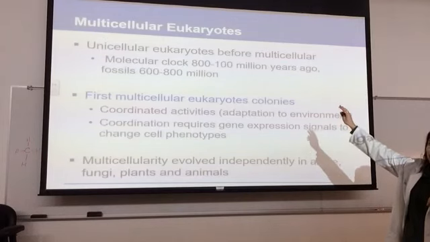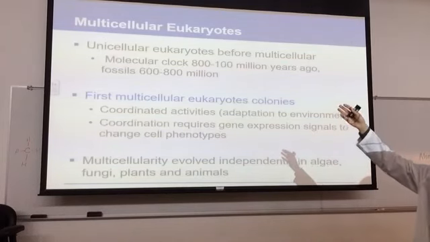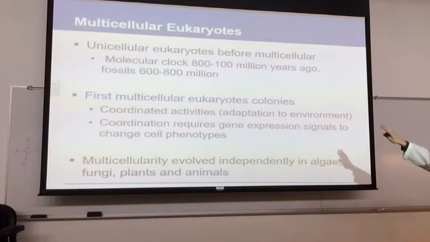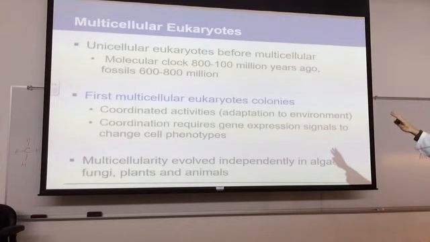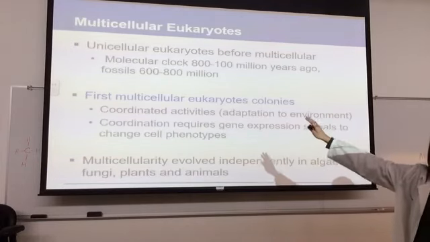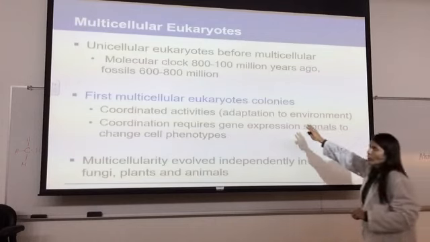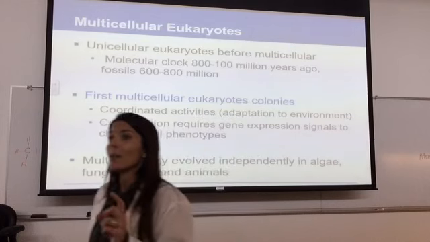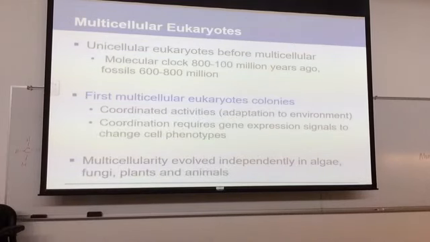When we look at evidence, the molecular clock, which means I'm looking at what? Molecularly, though. DNA. When DNA is analyzed, they believe that we start to see multicellularity show up around 800 to 100 million years ago. But if we look at fossils, the fossils only back us up to 800 million years ago. However, the first multicellular organism didn't show up like this. The first multicellular organism, they believe, was a bunch of unicellular organisms that lived in a colony.